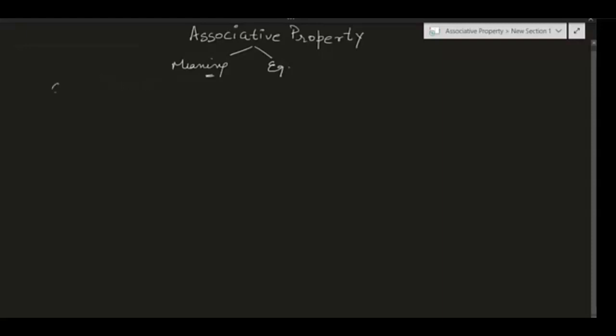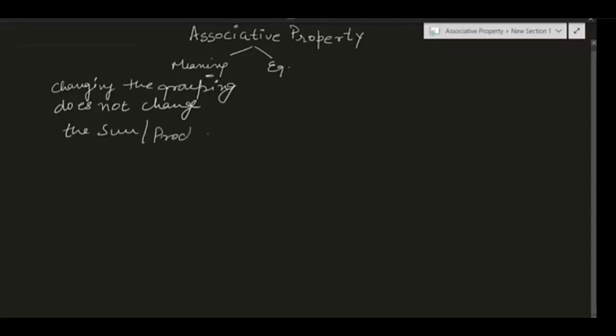Meaning here, associative. What do you understand by associative? It means something which is related, or maybe it is grouped together, or maybe it is combined. So in terms of property, when we change the grouping, it does not change the sum or the product of the question. Like if there are certain questions in addition, then even if you change the grouping of the numbers, the answer is going to remain the same, and the same is the case with multiplication.